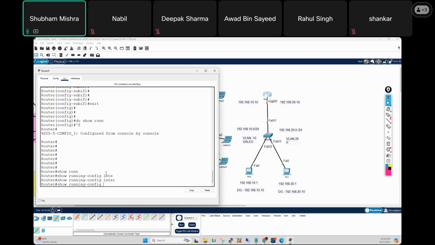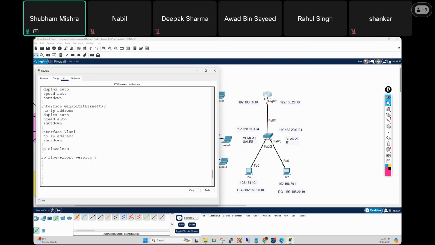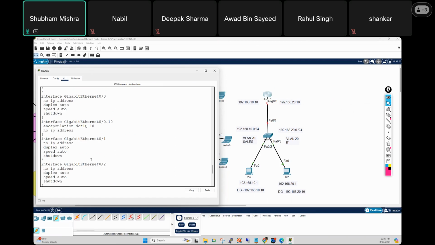If I run show running configuration here, you guys will get all the configuration. See? Encapsulation dot1Q, and then is there any IP address? No. No IP address. So till now, what did we configure? Guys, till now I just created the sub interface and defined the encapsulation protocol. Yes or no?